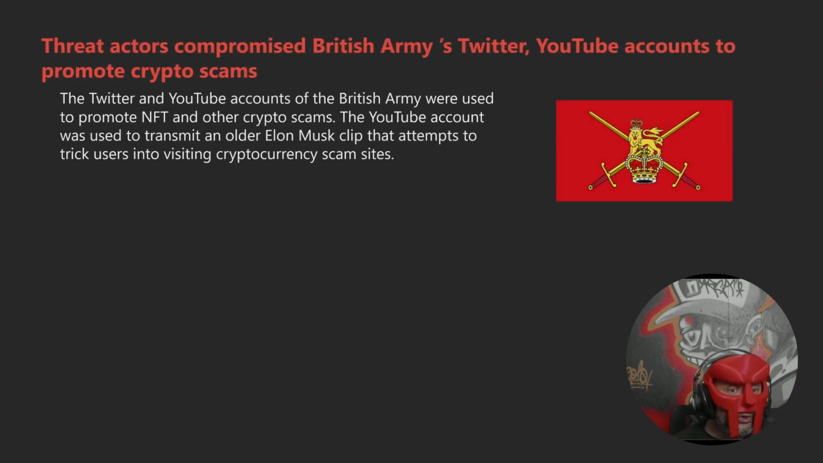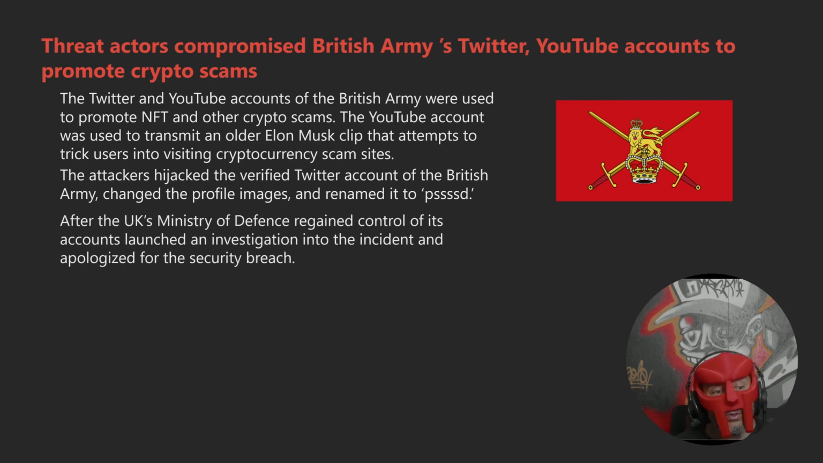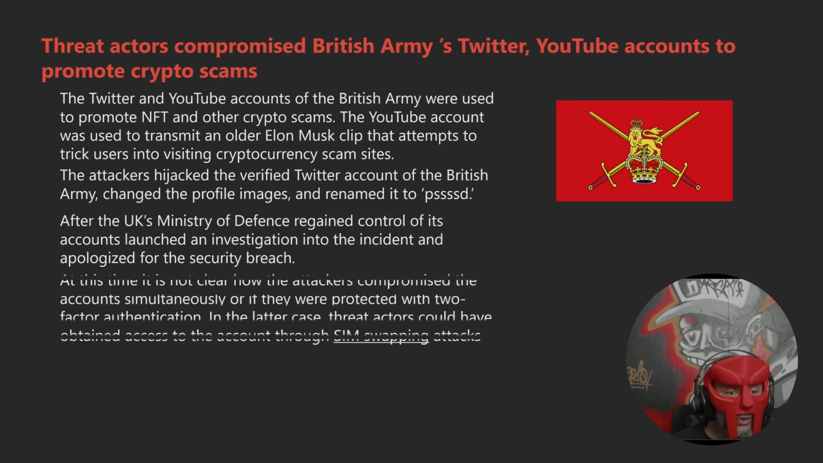The Twitter and YouTube accounts of the British Army were used to promote NFT and other crypto scams. The YouTube account was used to transmit an older Elon Musk clip that attempts to trick users into visiting cryptocurrency scam sites. The attackers hijacked the verified Twitter account of the British Army, changed the profile images, and renamed it to Psst. After the UK's Ministry of Defence regained control of its accounts, they launched an investigation into the incident and apologized for the security breach.